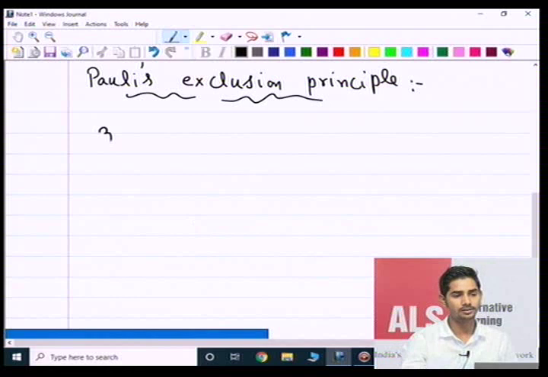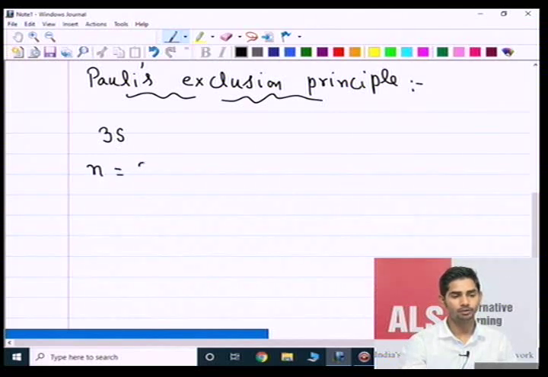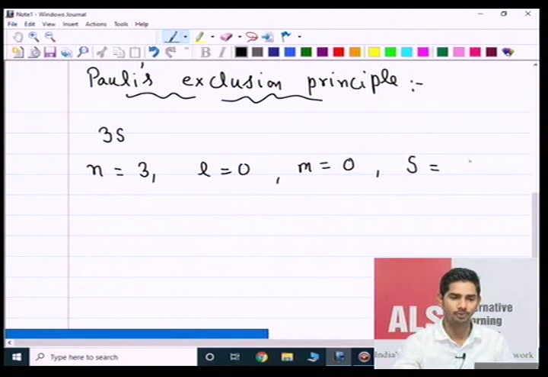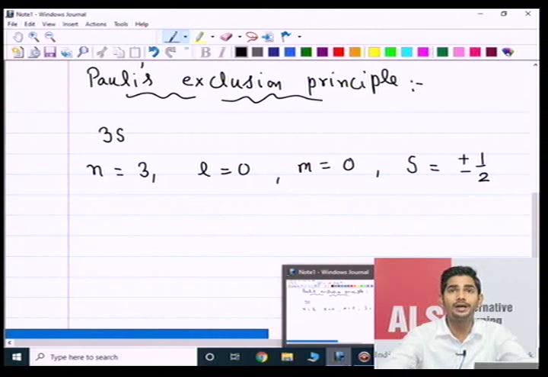Guys, let's consider the 3s. If I talk about the 3s, n will be 3, l will be 0. If I talk about m, that will be 0. This is not a mathematical 0, guys. This is the designation. I have already covered this. If I talk about s, which is the spin quantum number, it will be either plus half or minus half. Because we know that when we talk about the s subshell, we will have 2 electrons in that.